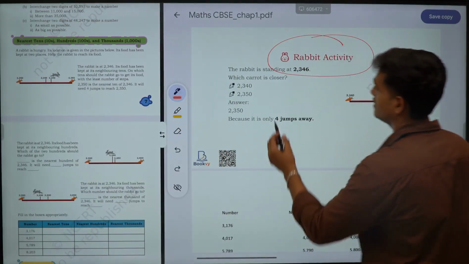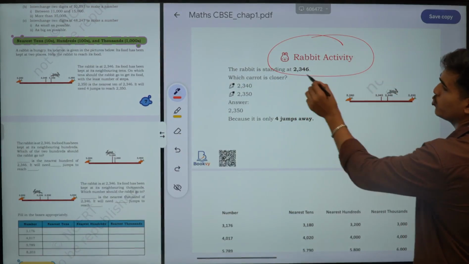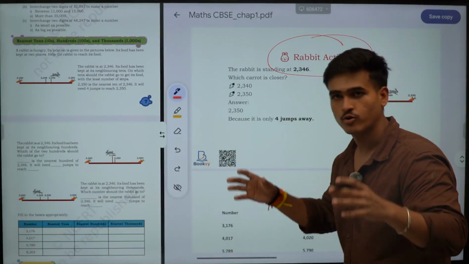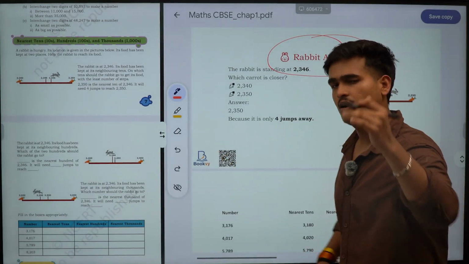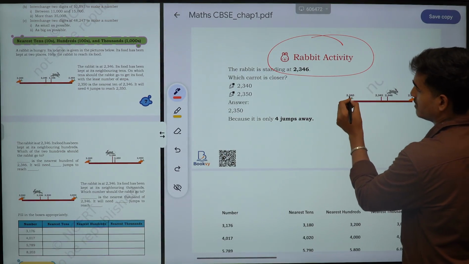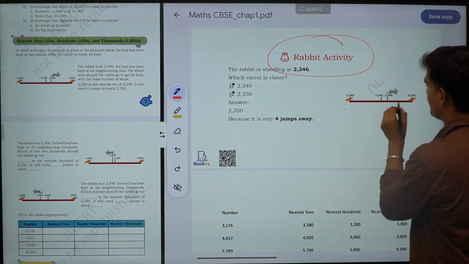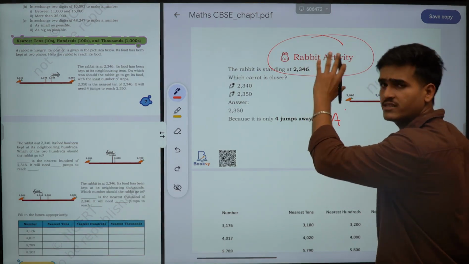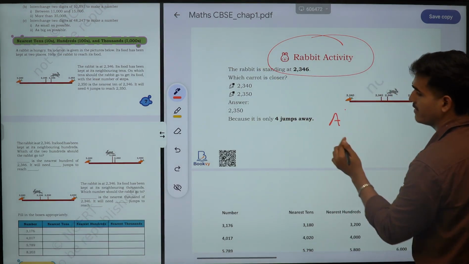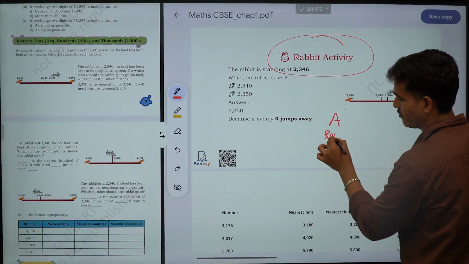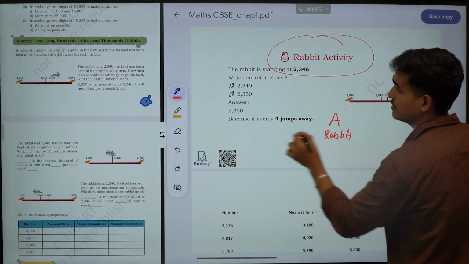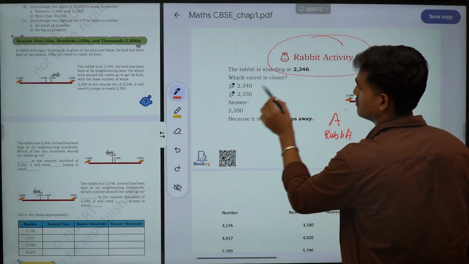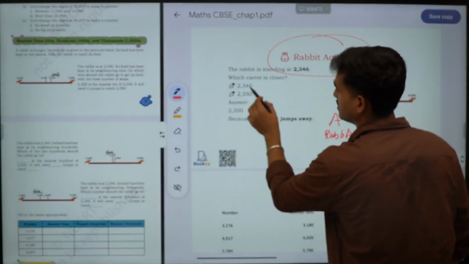What they are saying is, the rabbit is standing at 2346. So what is 2346? We don't know. Let it be. Assume a rabbit is standing at a place A. You understand A, right? Don't see the numbers and all. Just see the alphabet. The rabbit is standing at the position A. Then further, which carrot is closer? A carrot is at 2340.